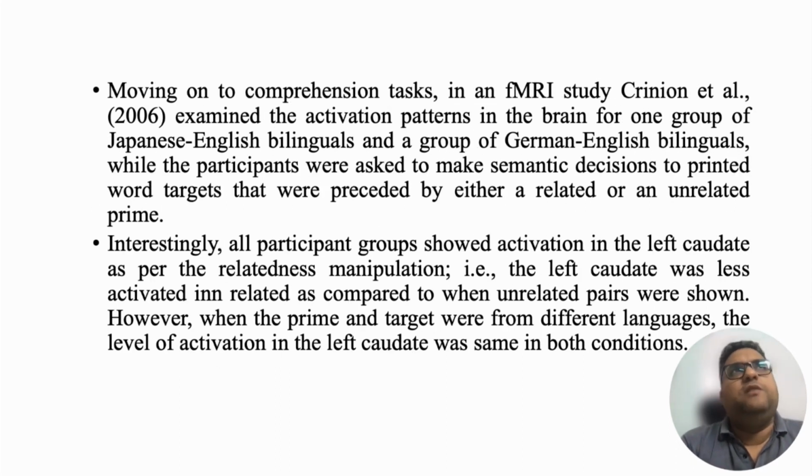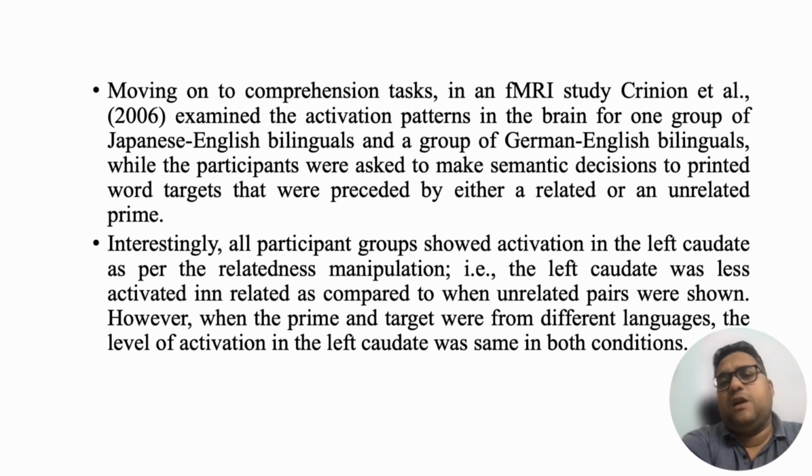Now, so far we have mainly seen production tasks. Let us move to some comprehension tasks as well to understand whether these areas of language control, DLPFC, ACC and the caudate, are also recruited in comprehension studies. So, in an fMRI study, Crinion and colleagues examined the activation patterns in the brain for a group of Japanese-English bilinguals and a group of German-English bilinguals.